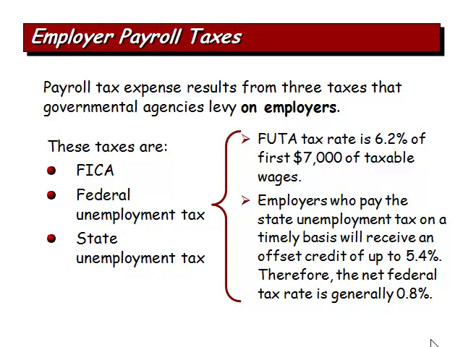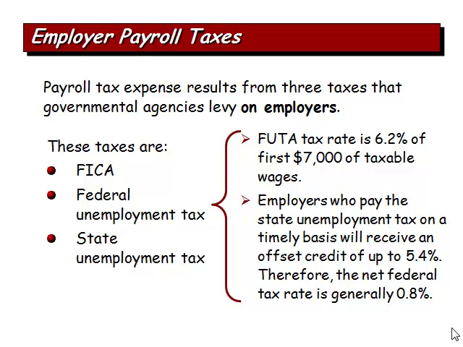And for FUTA taxes, the federal unemployment tax, the rate is 6.2% of the first 7,000 of taxable wages, but employers who are compliant with the state unemployment tax get a credit of 5.4%. So FUTA generally nets out to 0.8%.